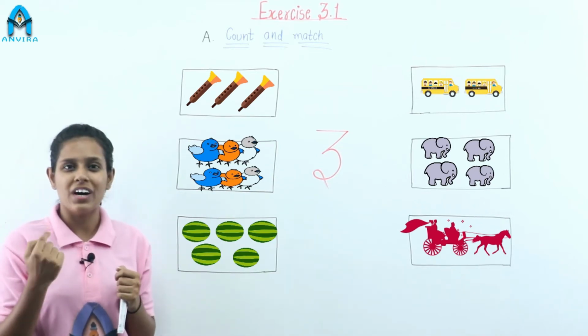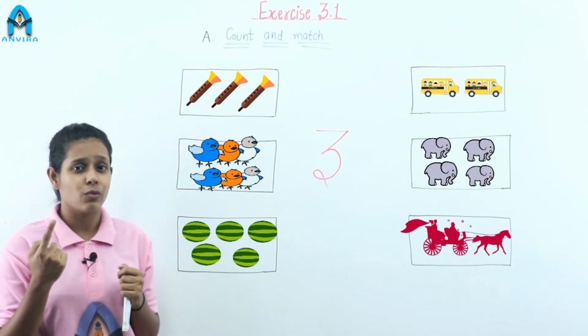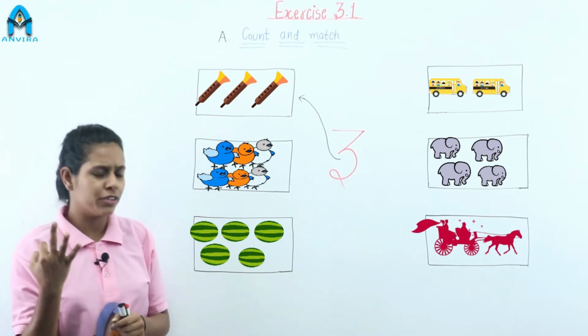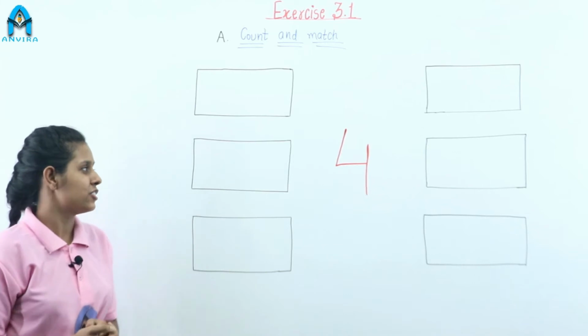Picture number 1. Sticks. How many sticks? We count the sticks. 1, 2 and 3 sticks. We match number 3 with 3 sticks. Now, look at the next question.